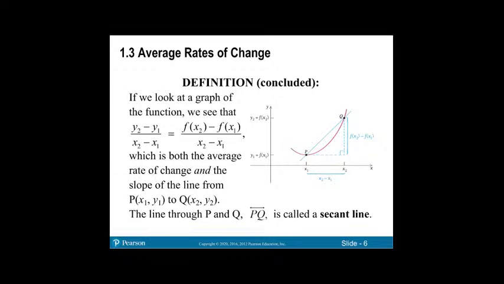If we look at the graph of the function, we see that y2 minus y1 over x2 minus x1 is basically f of x2 minus f of x1 over x2 minus x1, right? So you have the rate of change from the point P to the point Q, the change in our y values over the change in our x values, which is both the average rate of change and the slope of the line from P to Q. The line through the points P and Q is called a secant line. It's a secant line because it intersects our graph at more than one point, right?